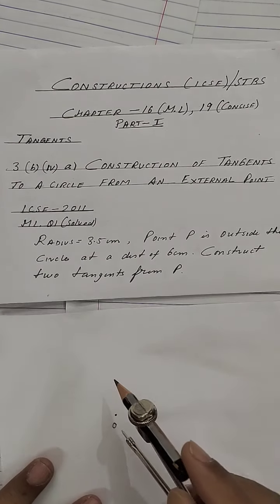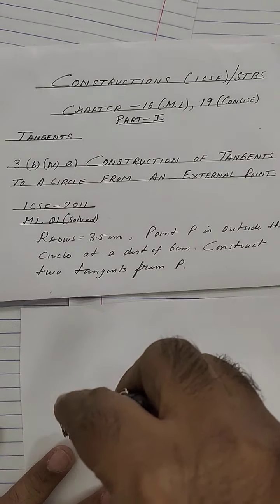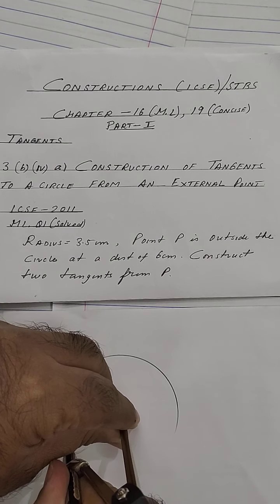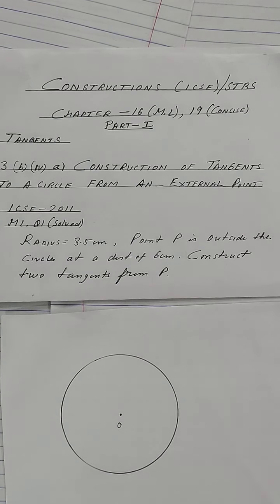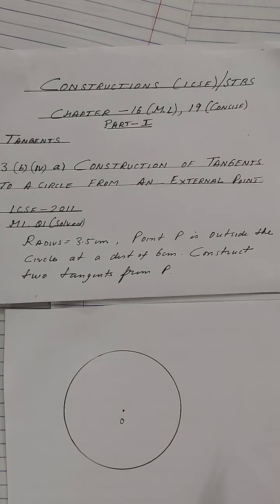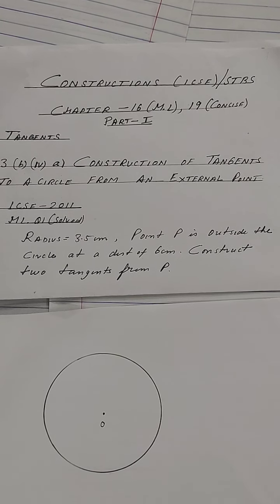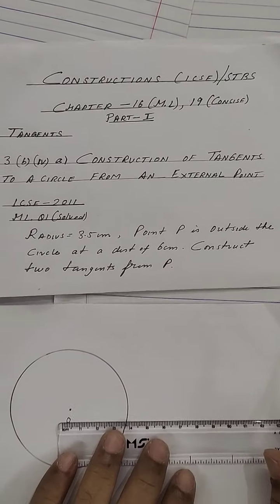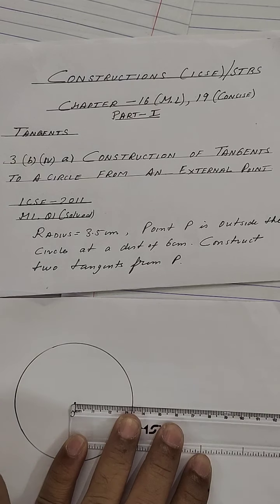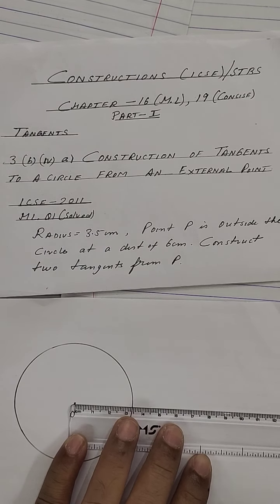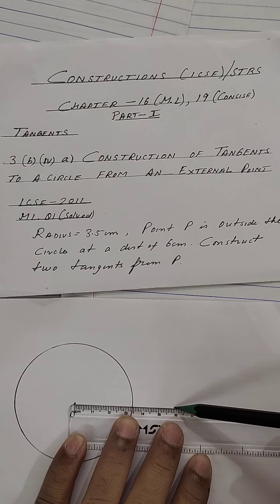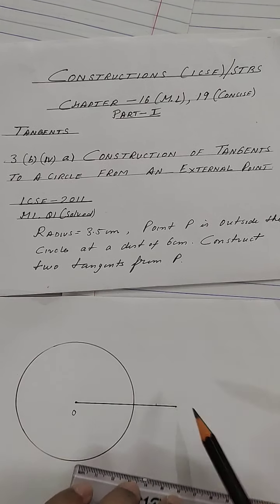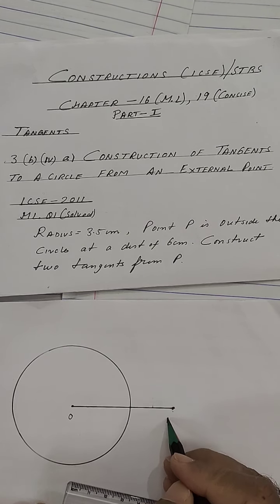So we take 3.5 and draw a circle with radius 3.5. The next part of the question says to mark a point P outside the circle at a distance of 6 centimeter from the center of the circle. So we draw a 6 centimeter long line segment, mark the end, and join it with O. This point is called P.